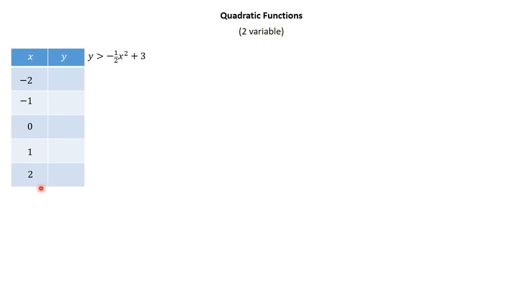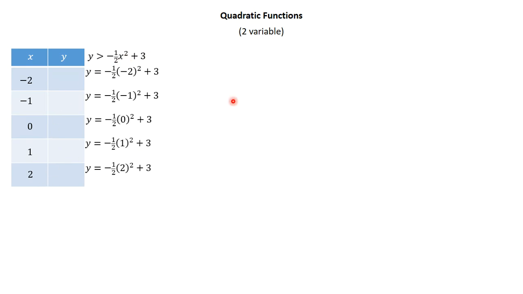Now we can plug in these values to x squared. And so we'll have negative 2 squared is 4. Negative 1 squared is 1. 0 squared is 0. 1 squared is 1. And 2 squared is 4. Then we can multiply by negative 1/2 to get negative 2, negative 1/2, 0, negative 1/2, and negative 2. And then add the 3 to get 1, 2.5, 3, 2.5, and 1.